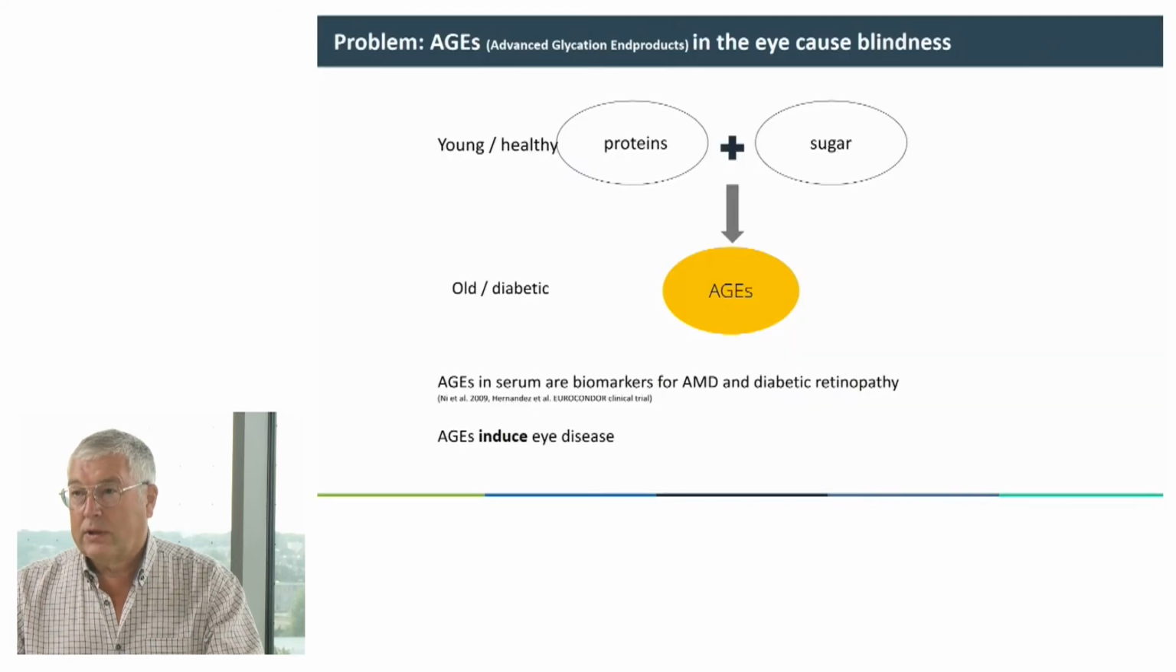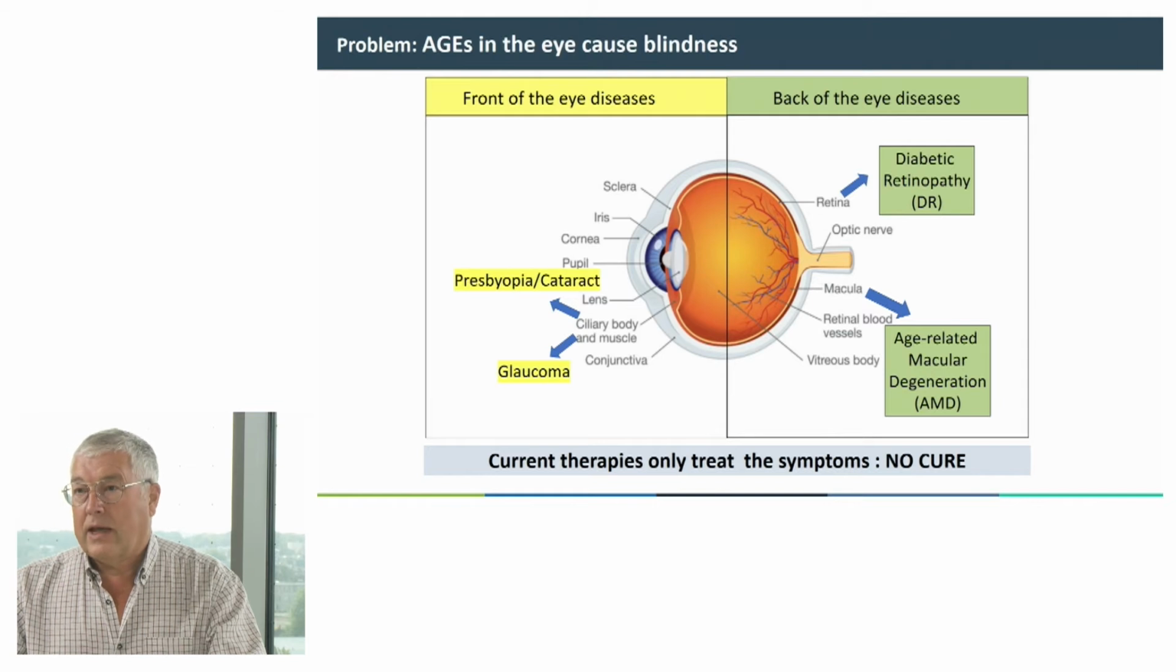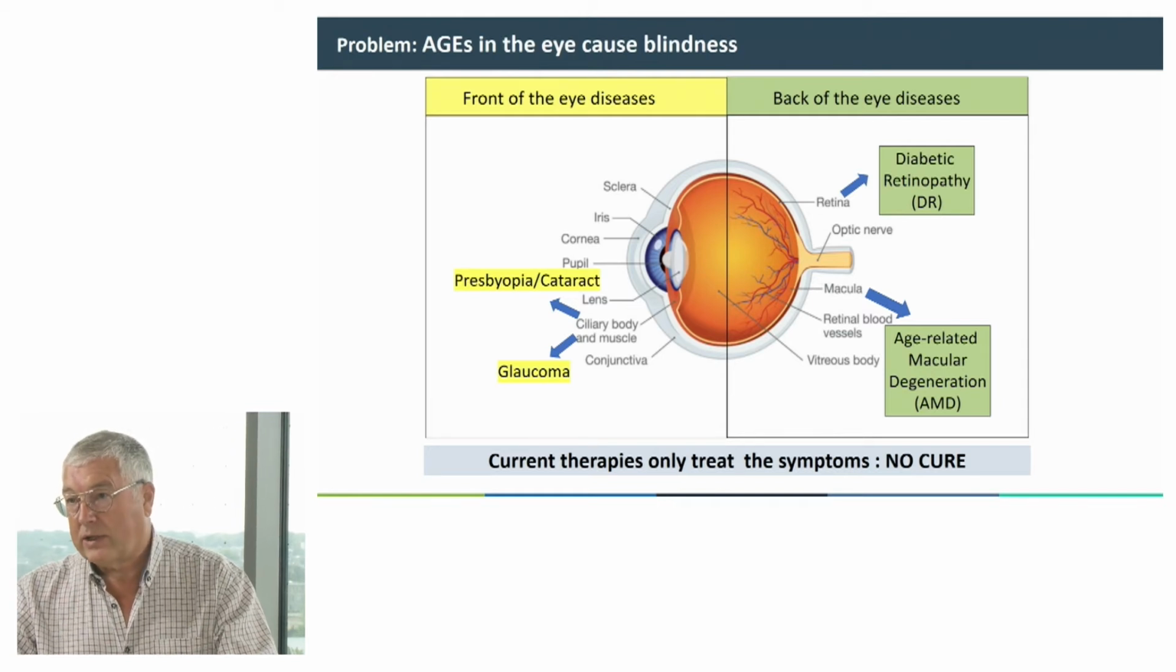As people get older, part of their proteins become glycated to form AGEs, or advanced glycation end products. AGEs in the serum are biomarkers for AMD and diabetic retinopathy. And in fact, AGEs induce eye disease. In the eye, AGEs cause front of the eye diseases and back of the eye diseases.